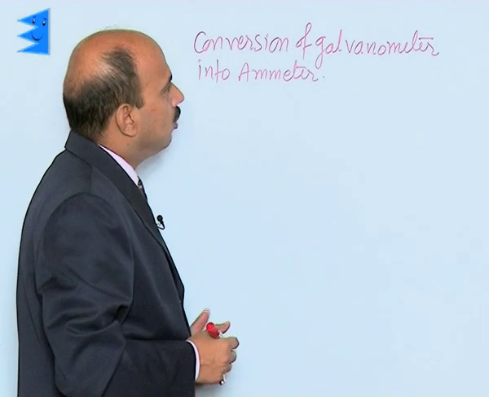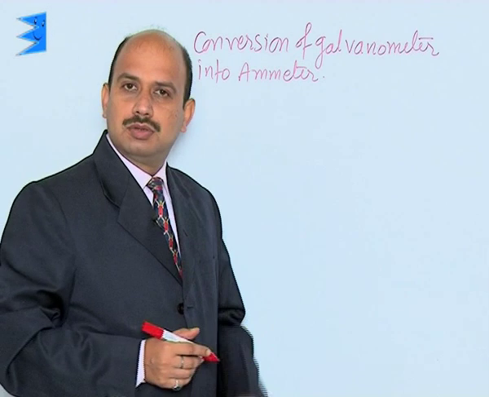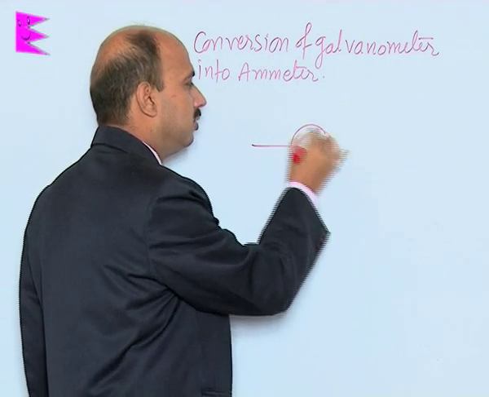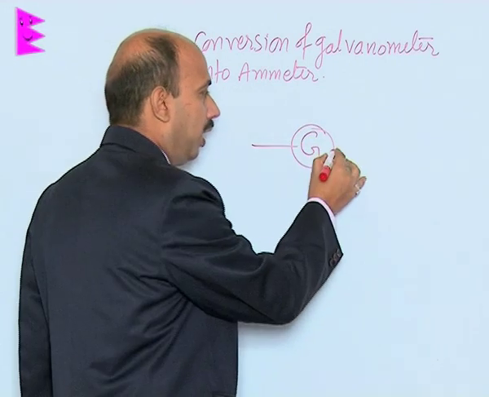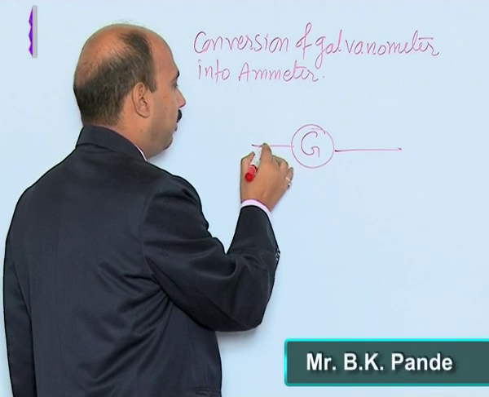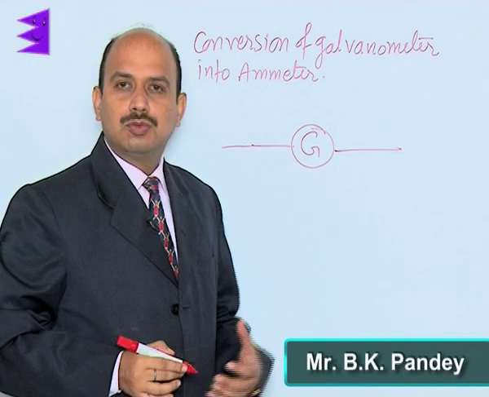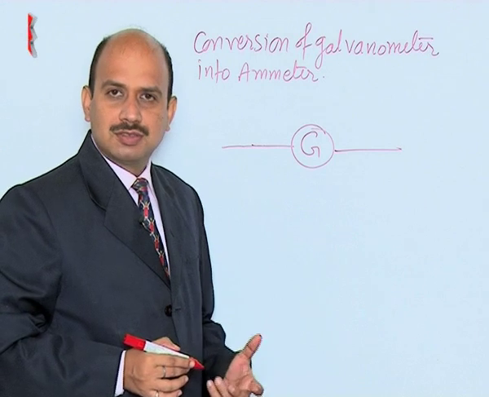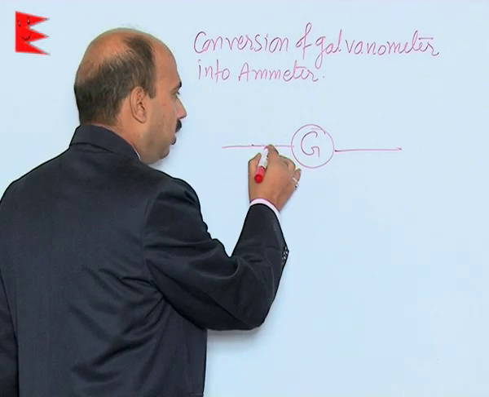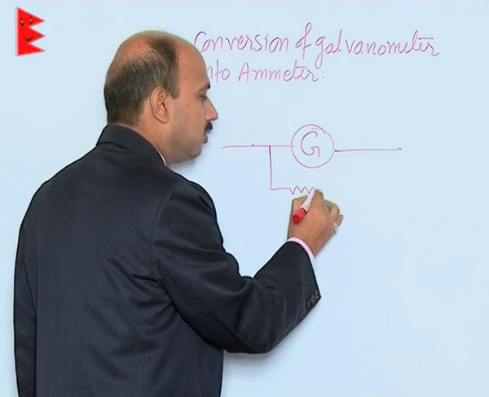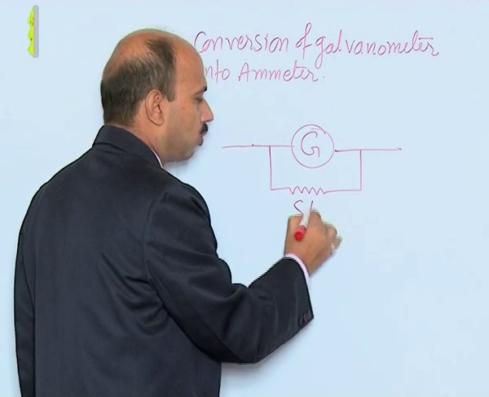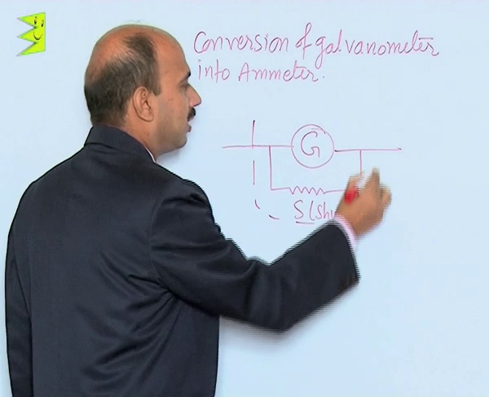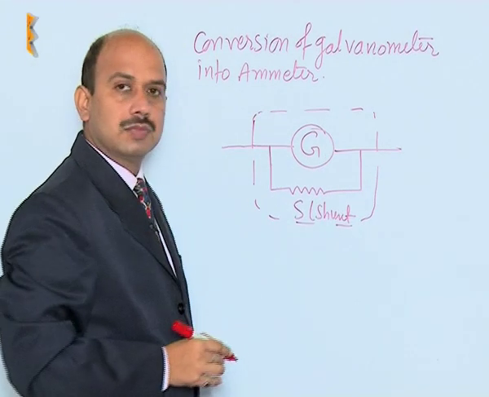Now see here, conversion of galvanometer into ammeter. Suppose you have taken a galvanometer here whose resistance is G, and now we have to convert it into an ammeter, that means we have to use it to measure current. For measuring the current it should have a small resistance, or a very low resistance. So what we do here is connect a small resistance S, that is called a shunt. Then this whole device acts as an ammeter.